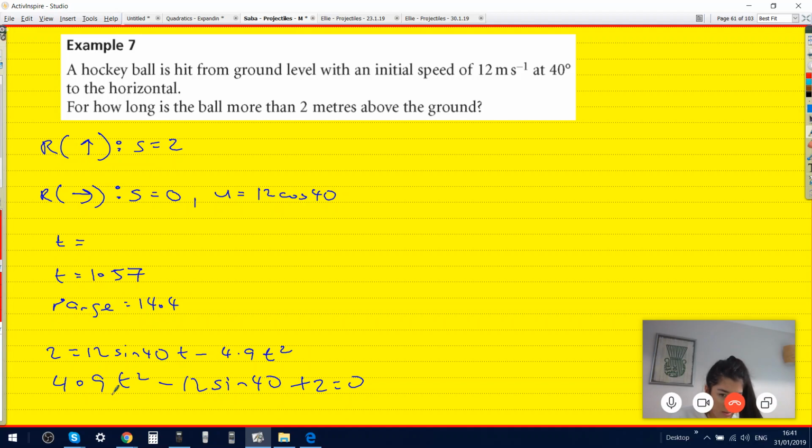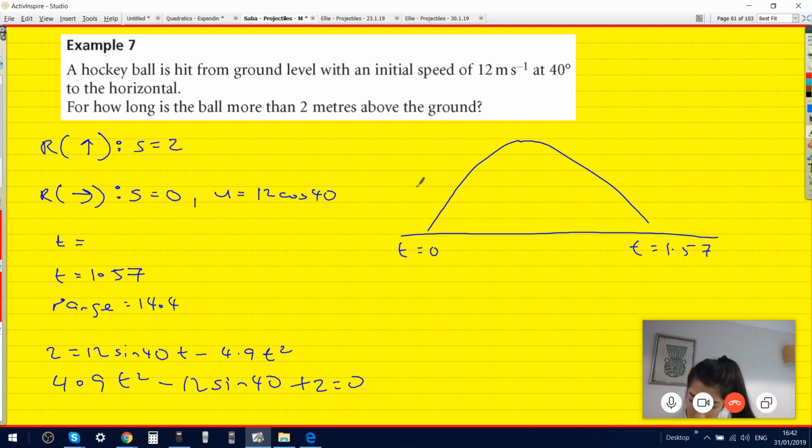You're trying to find t, aren't you? Am I? So what you found before, you found at the bottom t is 0, and then here t was 1.57. Oh, okay. You now need to find the difference between the t values when s is 2.